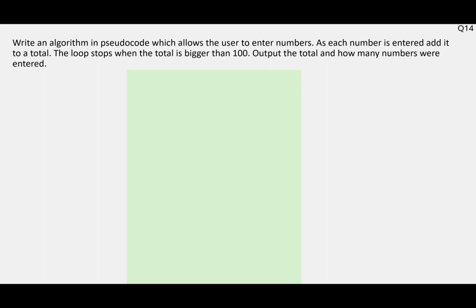So let's pick this question apart a little bit. So we have to input numbers, and as each number is entered, we're going to add each number to the total. So we're doing some totaling as well. We don't know how many numbers to enter, but we know we're going to be potentially repeating entering numbers. The loop stops when the total is bigger than 100. Output the total, and how many numbers were entered. So we know what we've got to do.